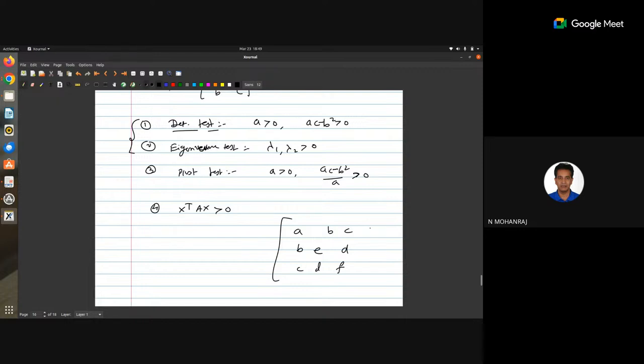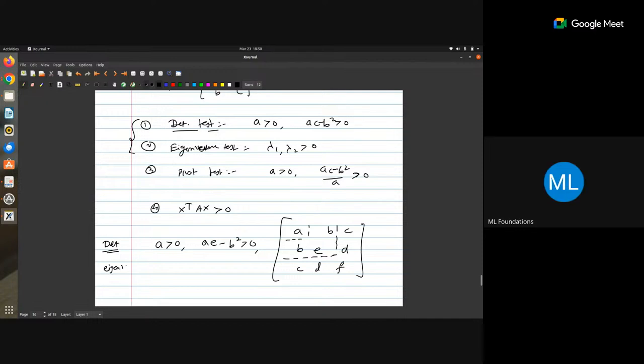In this case, what will happen? A is greater than 0. This is the determinant test. Then what should be the next determinant test? For the upper square matrix, AE minus B square is greater than 0, and then the final one, the bigger one, that has to be greater than 0.